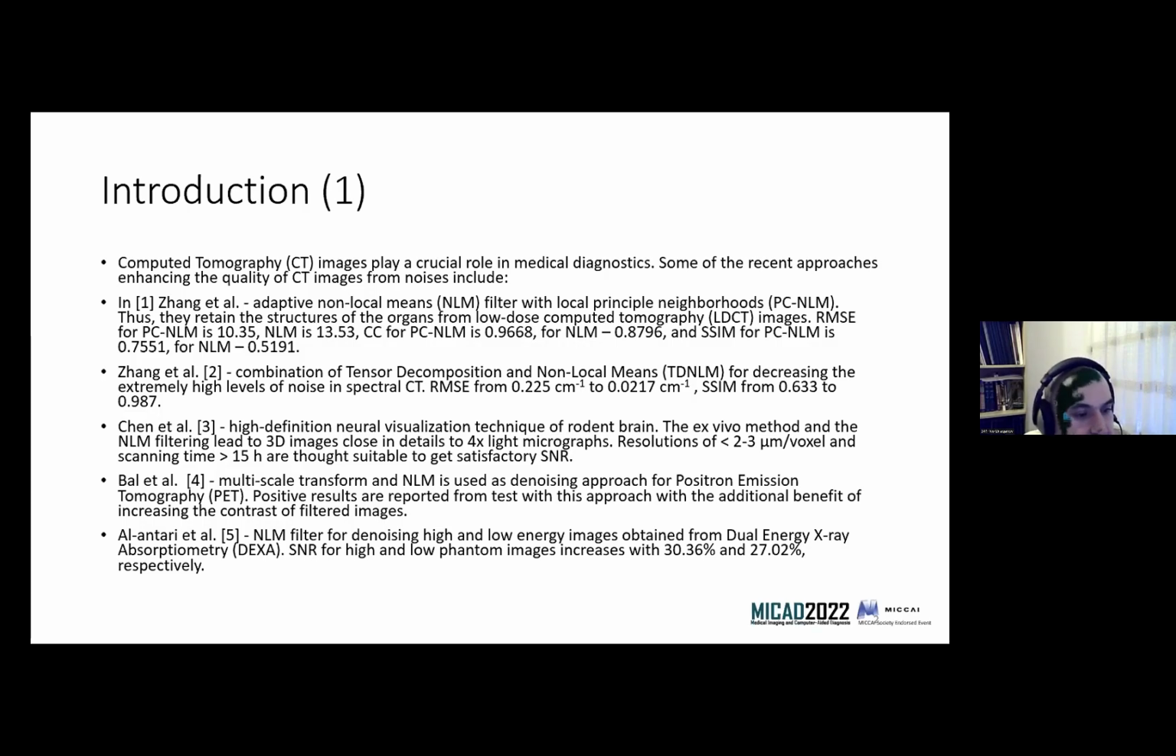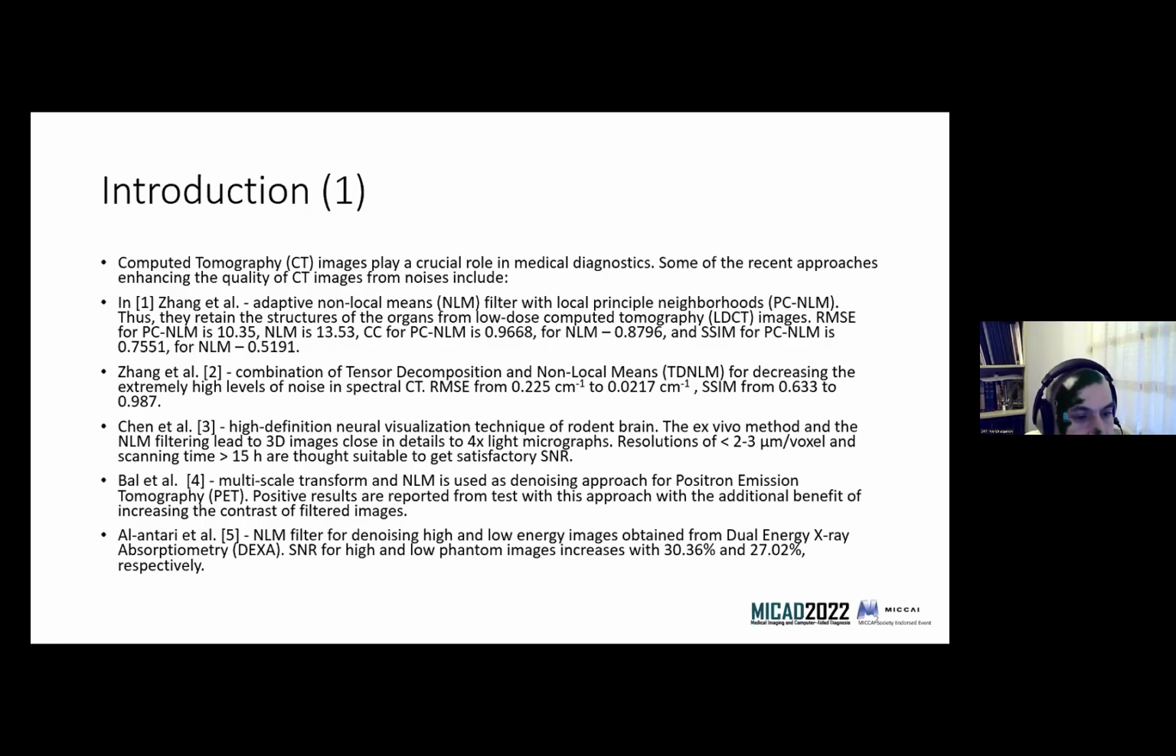In another research, Chen and co-authors apply a high-definition neurovisualization technique to a rodent brain. They use the ex vivo method and non-local means filtering for the 3D images, achieving a detail in the picture comparable to light micrographs. The resolution achieved is up to 2 to 3 micrometers per voxel, and the scanning time is above 15 hours. The authors achieve satisfactory levels of the signal-to-noise ratio.